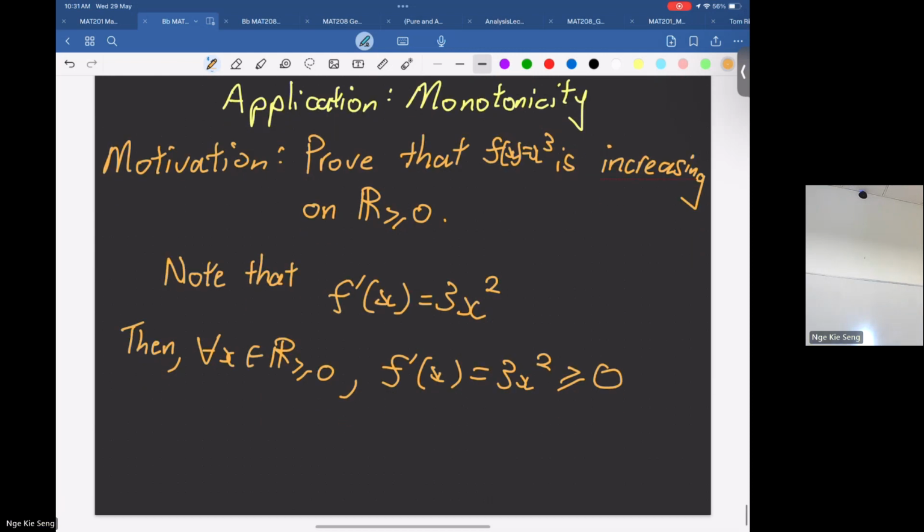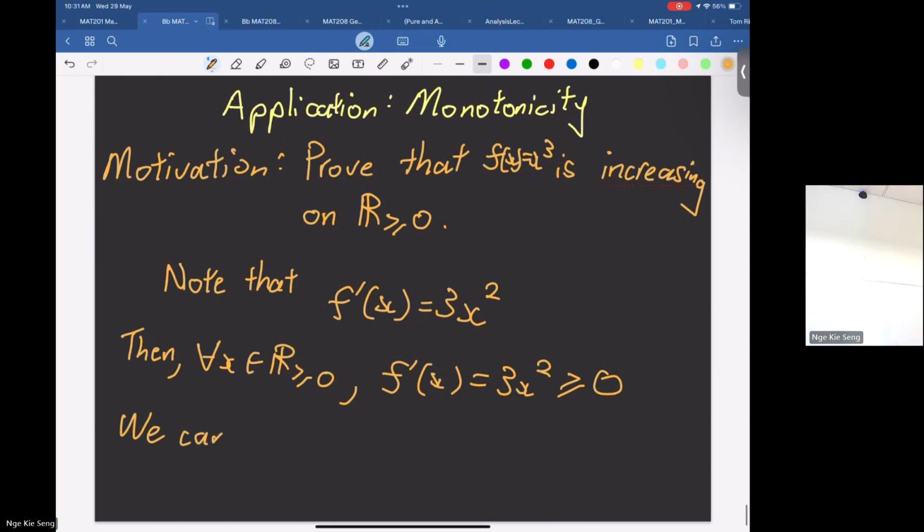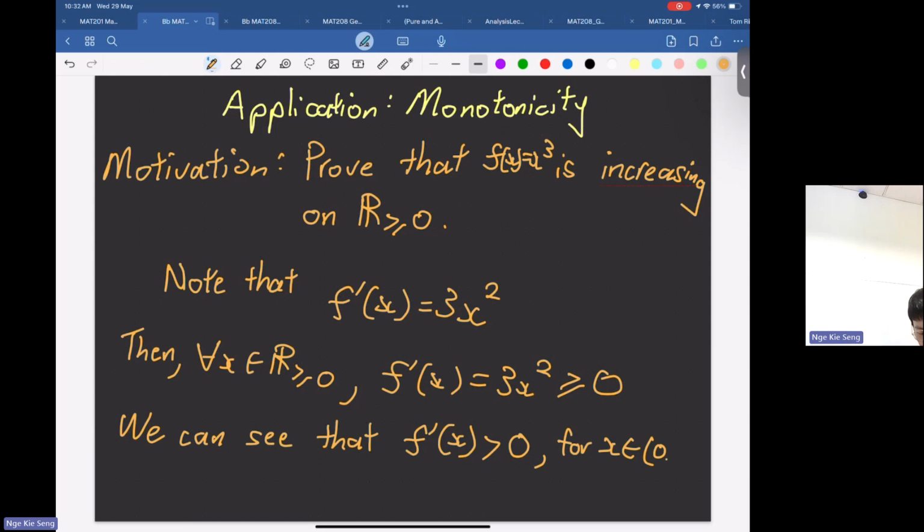So, I mean, what do we want to say about this? So really, we can see that f prime x is strictly greater than 0 for x in the open interval from 0 to infinity. This is what you have. Actually, this is enough to deduce it is increasing. This is enough.